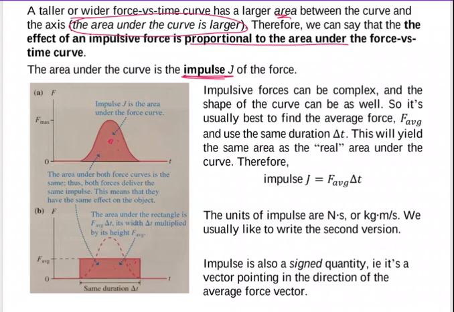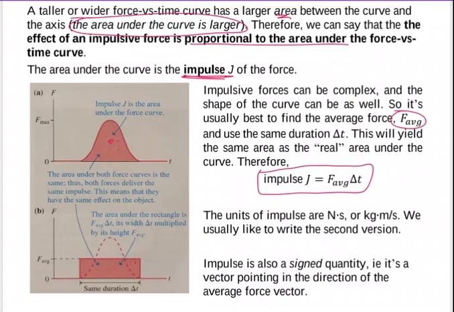So impulsive forces are complex, and the shape of the curve can be as well. That's why we try to find F average and use the same duration delta t, and that gives us the same area under the curve as the real area under the curve. So the impulse J is F average delta t. That's the formula that we want to use.